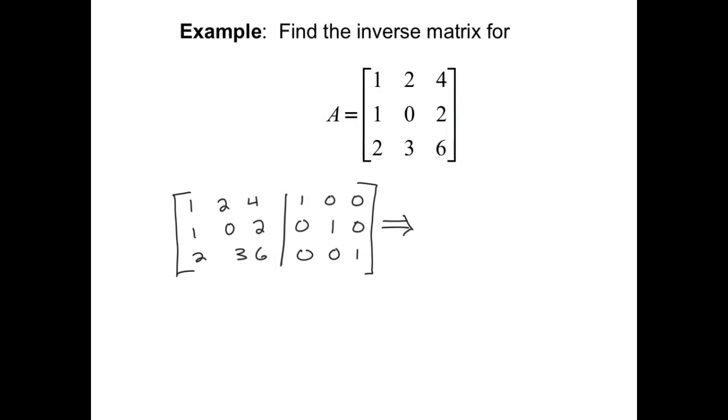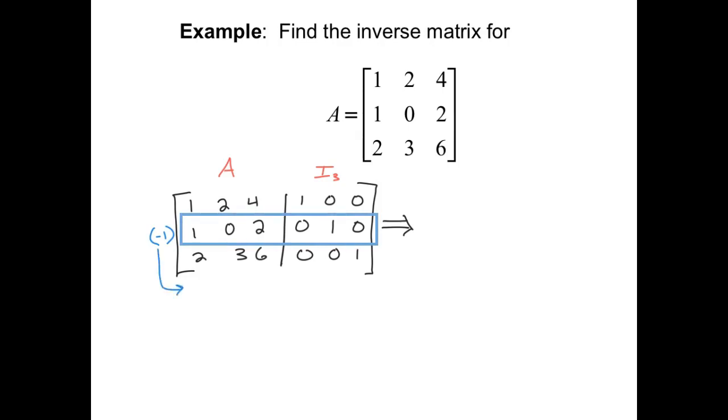So I've got it set up so that I have my A here, and this is my identity matrix, and it's 3 by 3. So I need to work on that with my row operations. What I'm going to do first is take -1 times this row, and then add it to the first row.